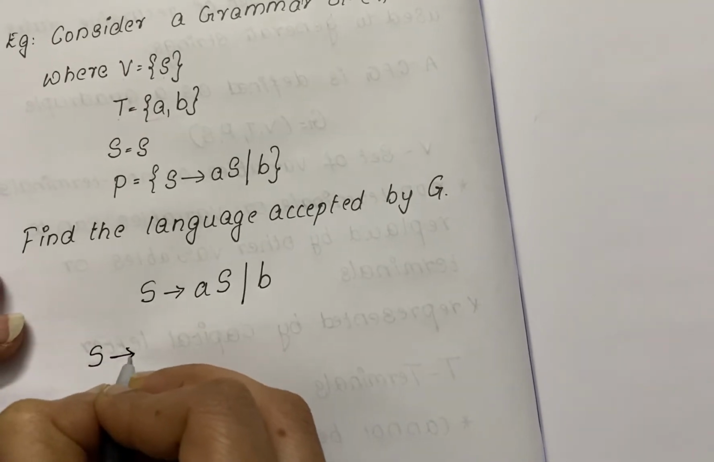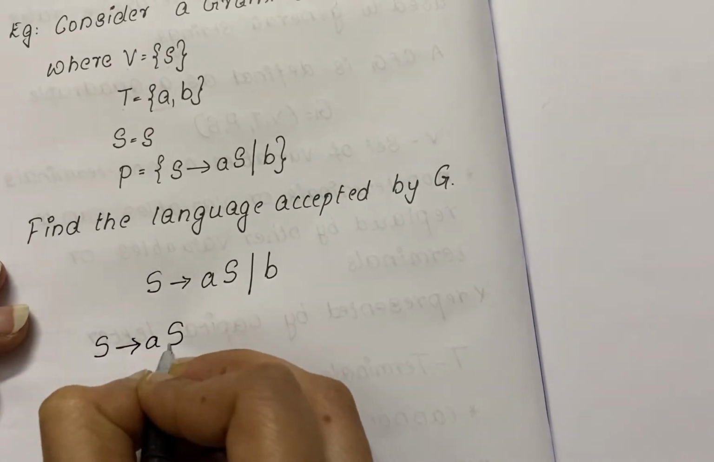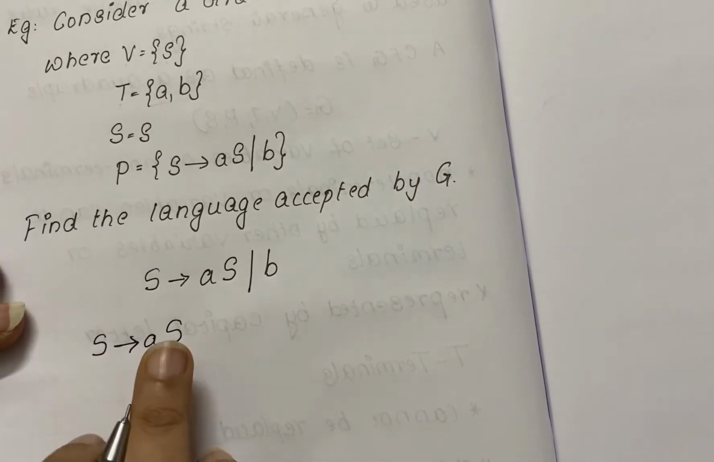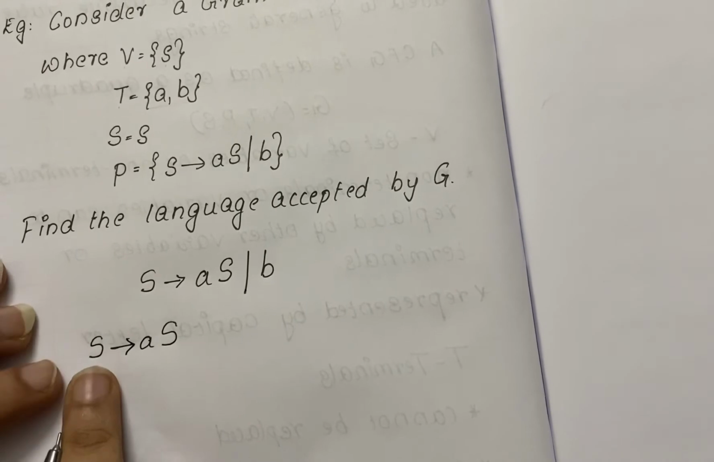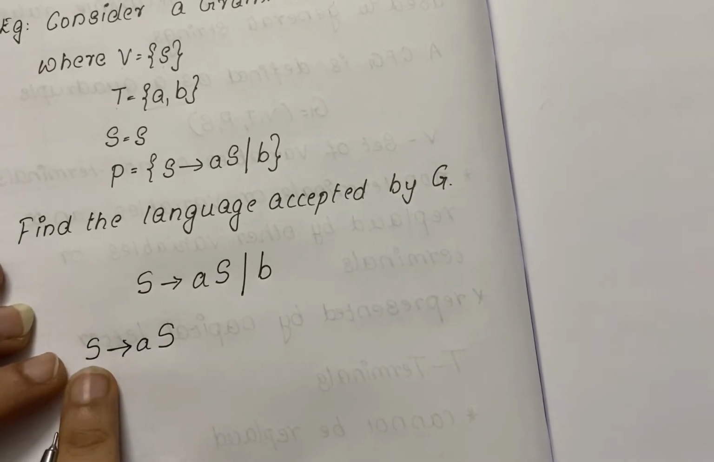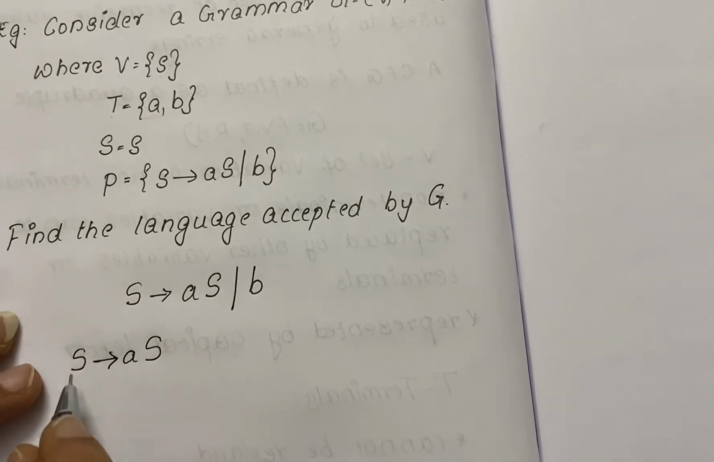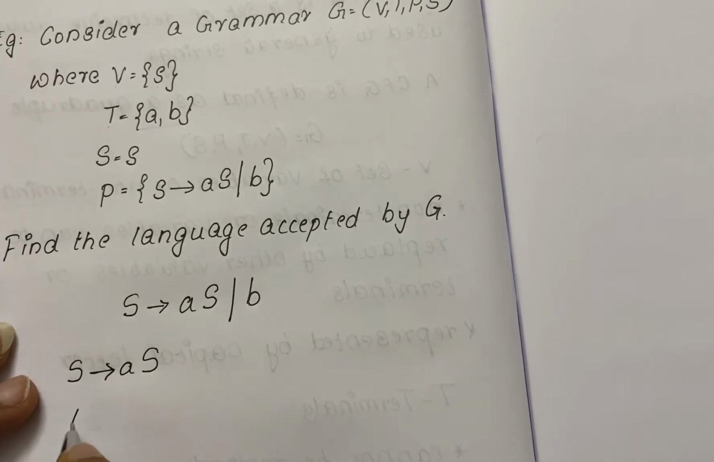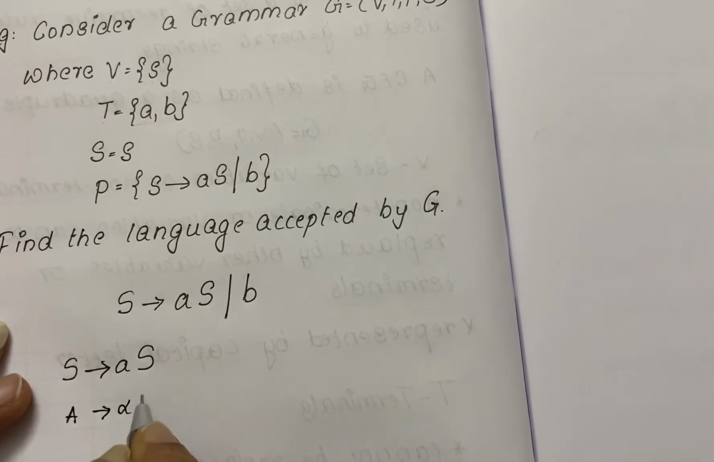S implies aS. Now you see here the right hand side, not the left hand side. This is the start symbol. I told you A implies alpha. So just see here, A implies alpha.